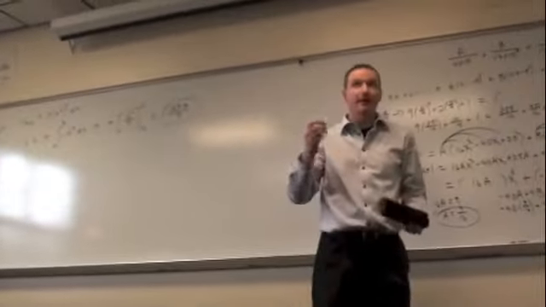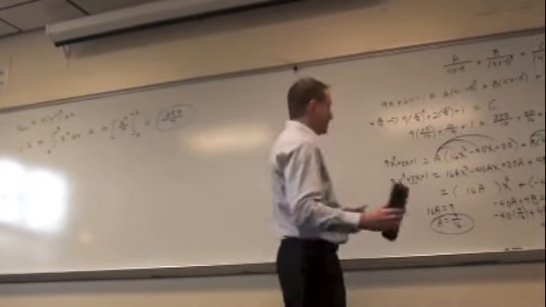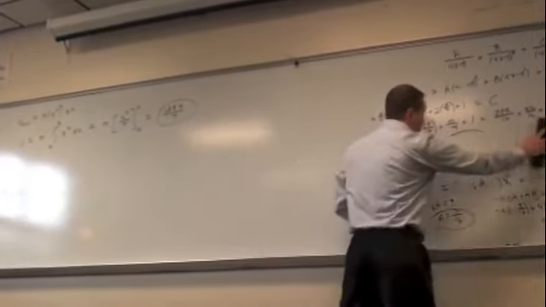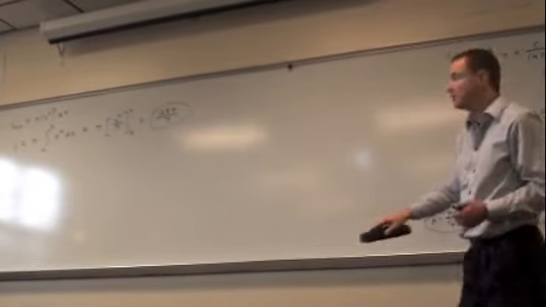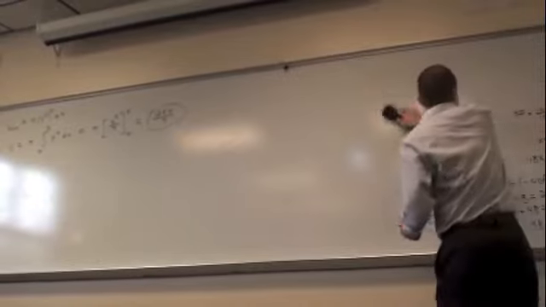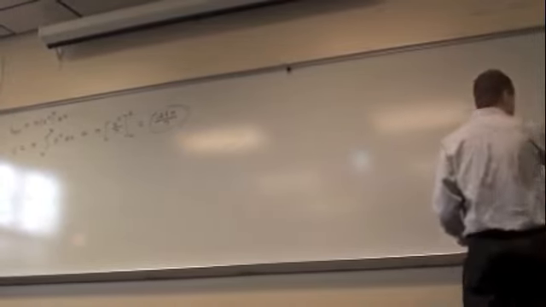Anytime you rotate about a vertical axis, I would recommend the shell method. I'm not saying you have to. These functions are so simplistic, you really could use either. But I'll use shells, so I can keep everything in terms of x.